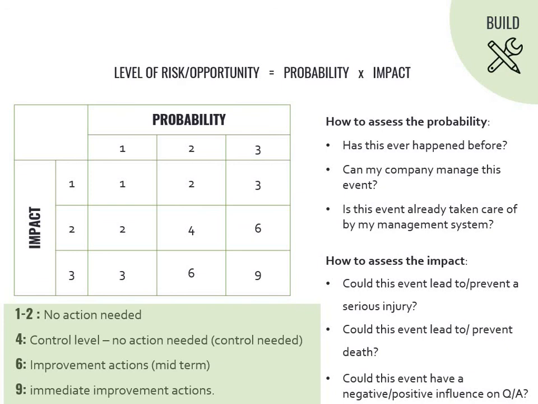Level of risk of 1 or 2. It's all okay, no need to improve. Level of risk of 4. Some attention is needed. The organization checks the situation through audits and through checking indicators. Level of risk of 6. The organization puts in place improvement actions in the medium term. Level of risk of 9. The organization puts in place immediate improvement actions.